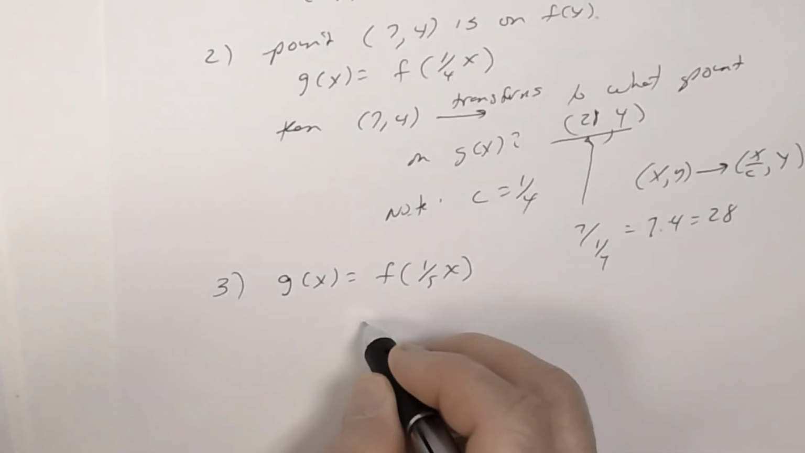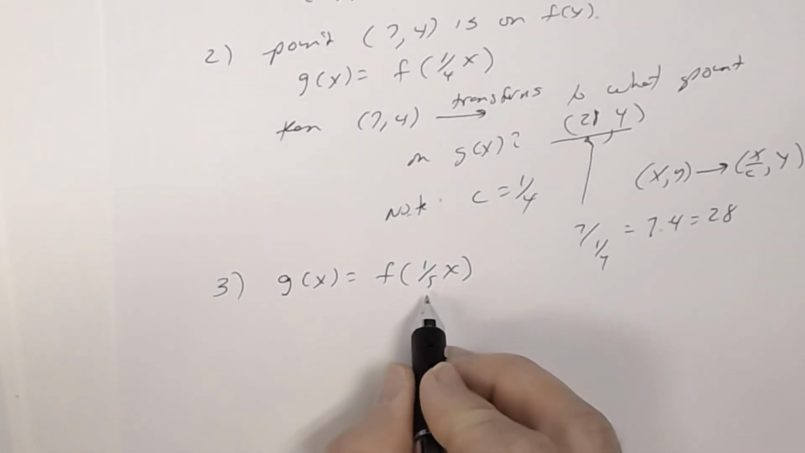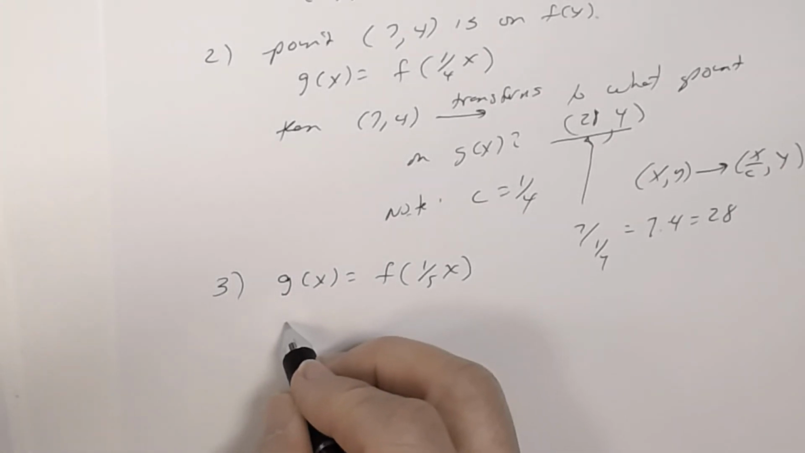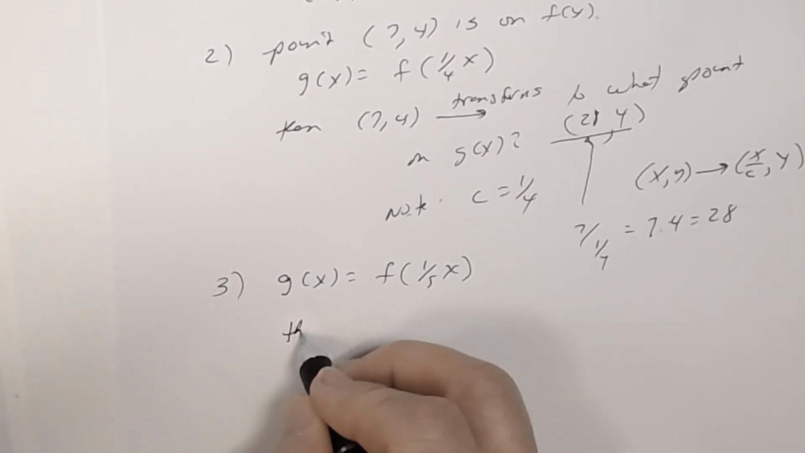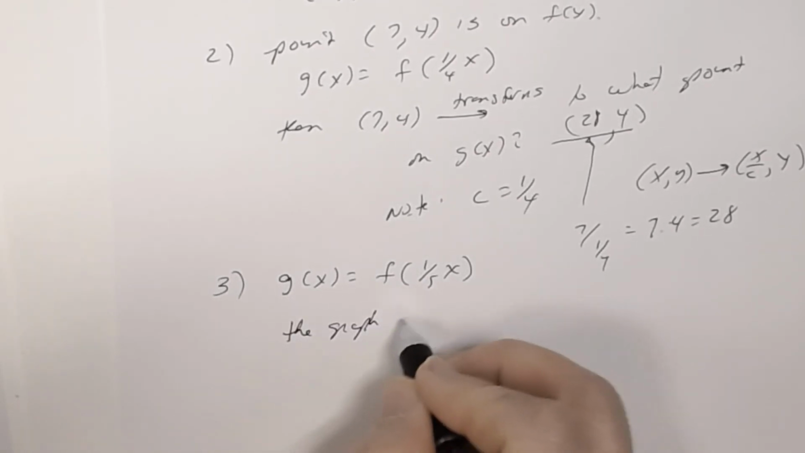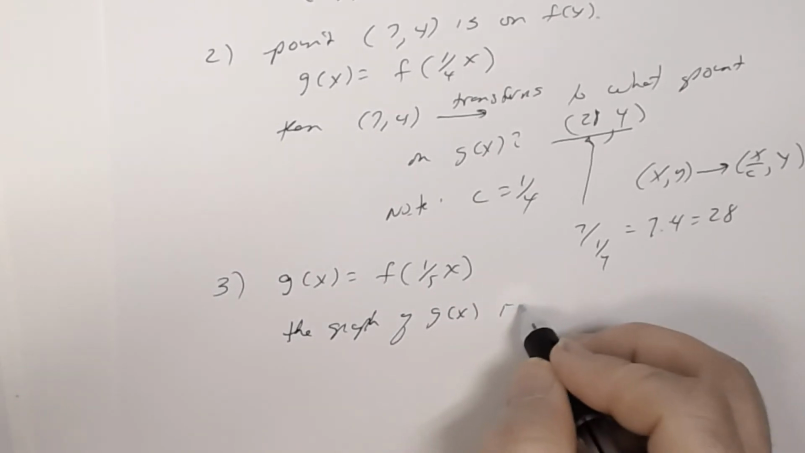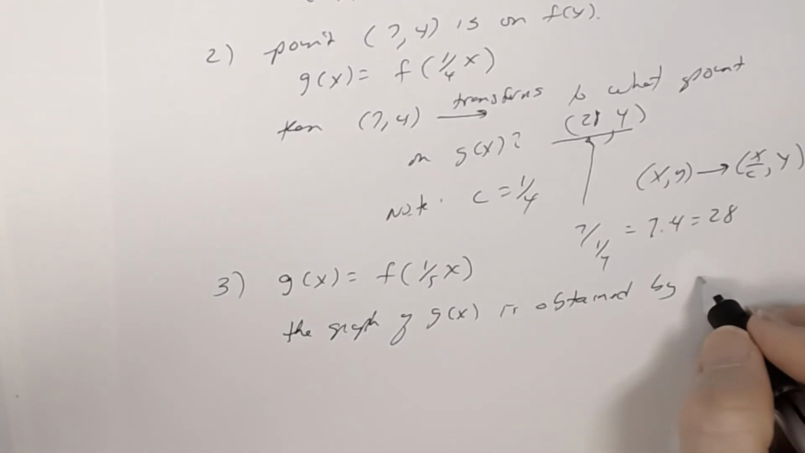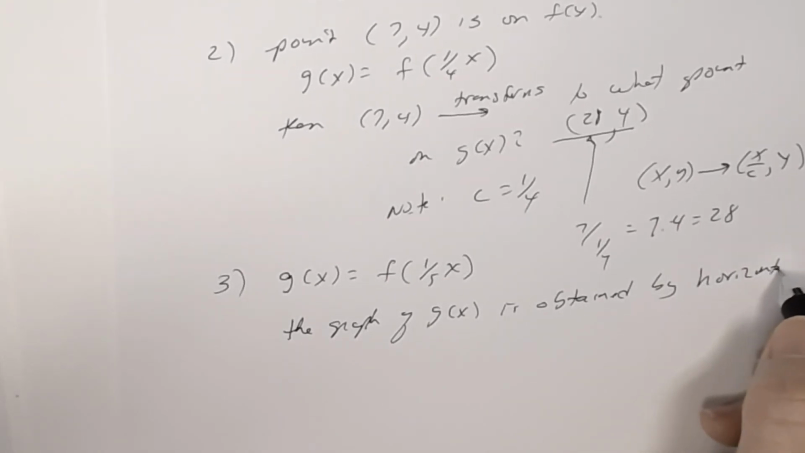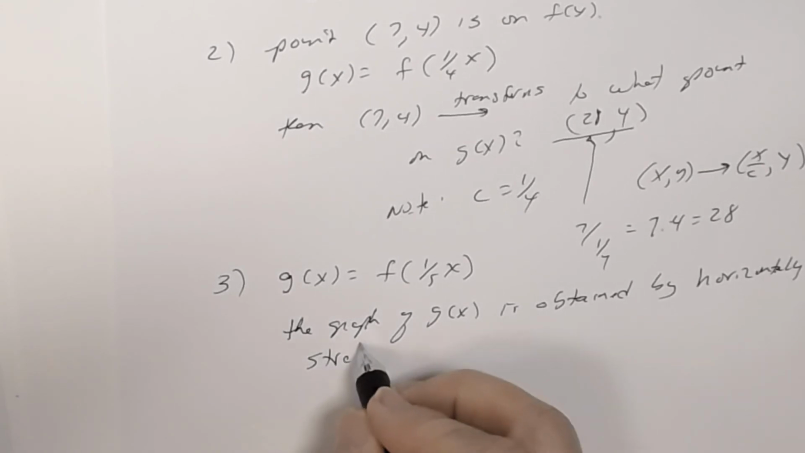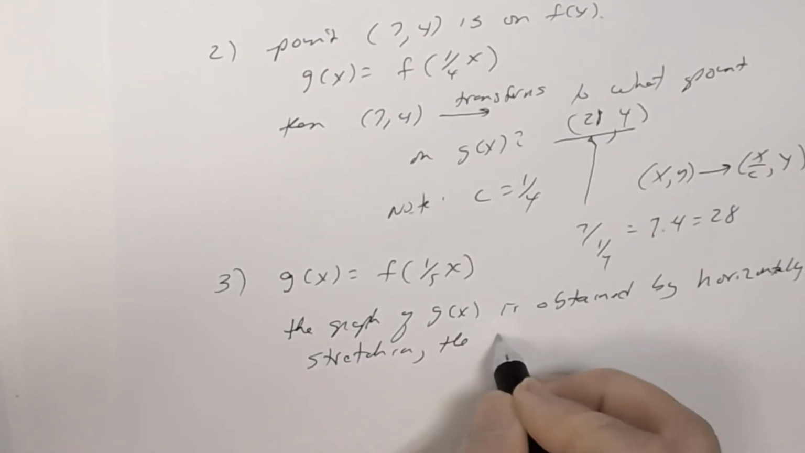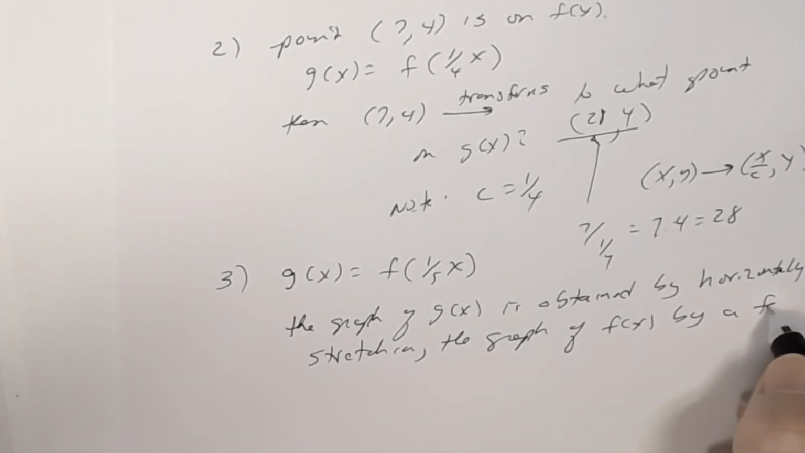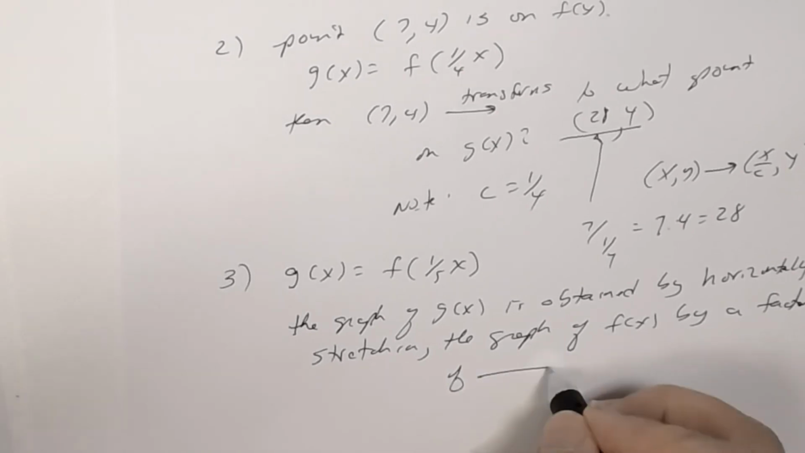So this is a horizontal stretch. All right. So here's what I'm saying. The graph of g of x is obtained by horizontally stretching the graph of f of x by a factor of blank.